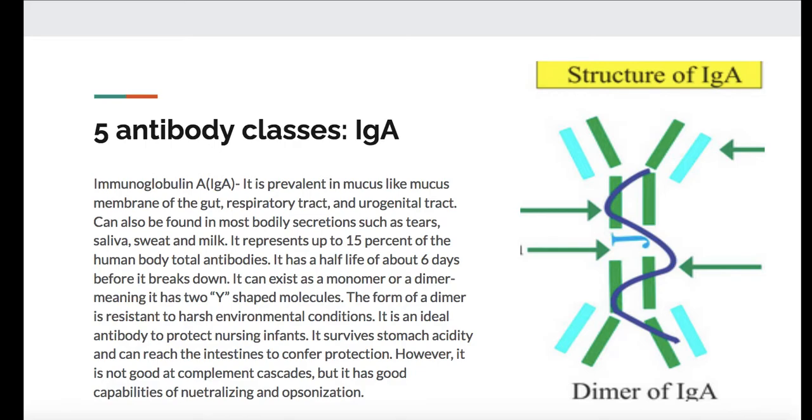It can exist as a monomer or a dimer, meaning it has 2 Y-shaped molecules. The dimer form is resistant to harsh environmental conditions. It is an ideal antibody to protect nursing infants. It survives stomach acidity and can reach the intestines to confer protection. However, it is not good at complement cascades, but it has a good capability of neutralizing and opsonization.